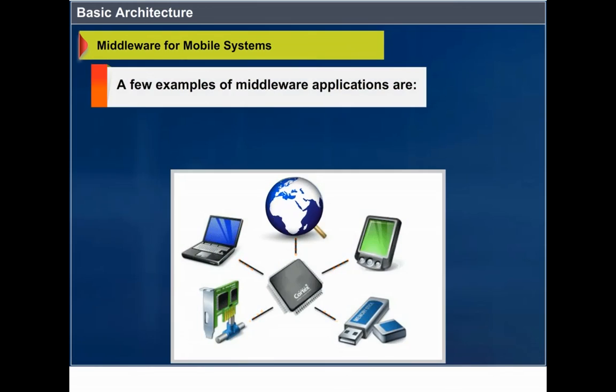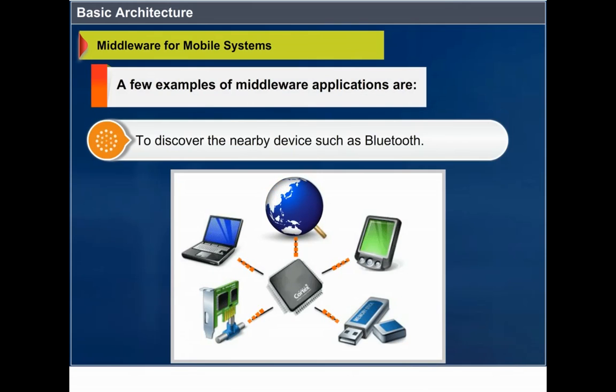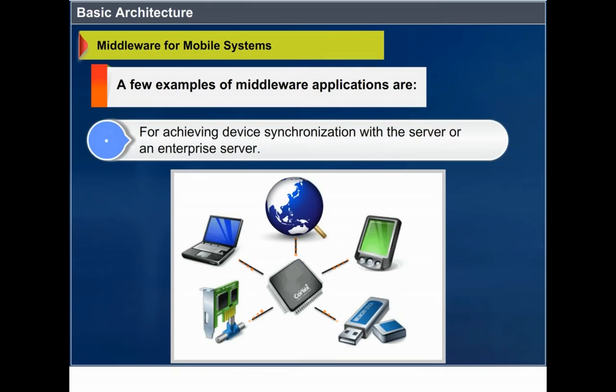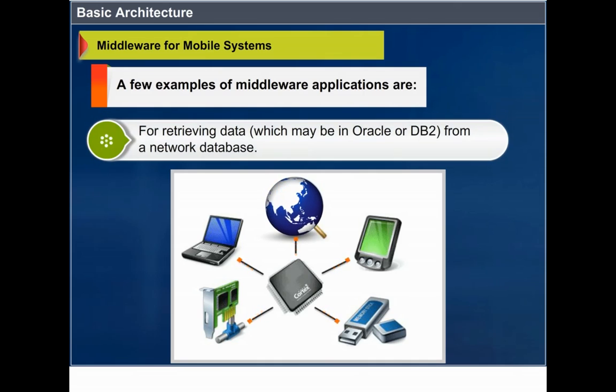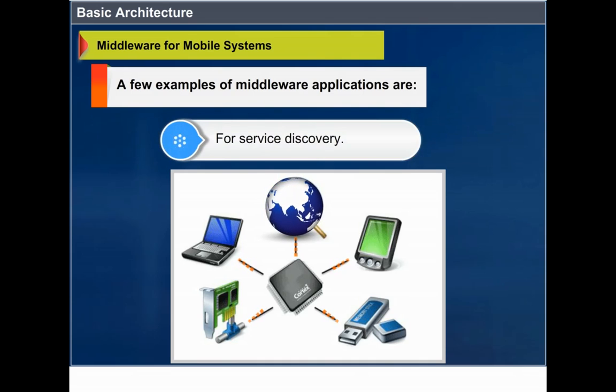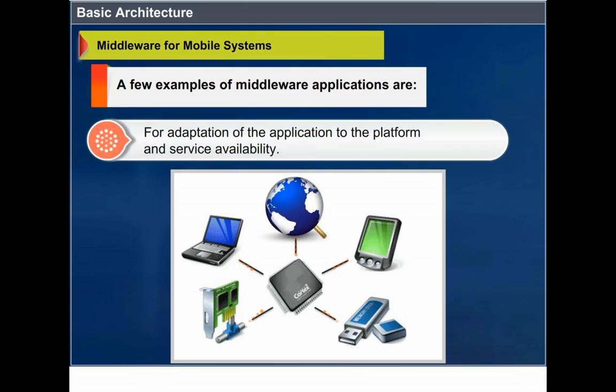A few examples of middleware applications are to discover the nearby device such as Bluetooth, to discover the nearby hotspot, for achieving device synchronization with a server or an enterprise server, for retrieving data which may be in Oracle or DB2 from a network database, for service discovery, for adaptation of the application to the platform and service availability.